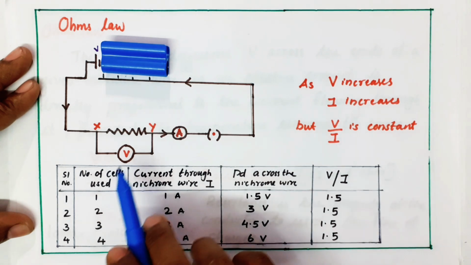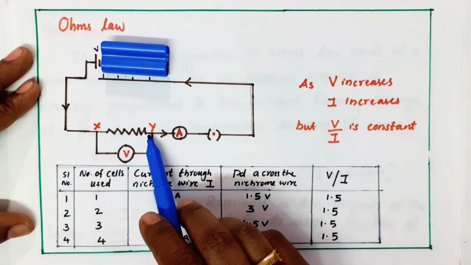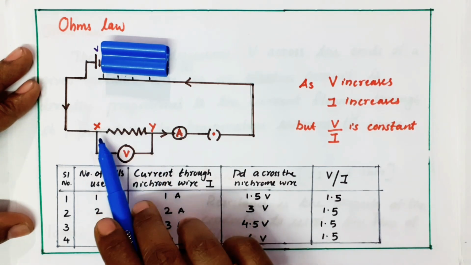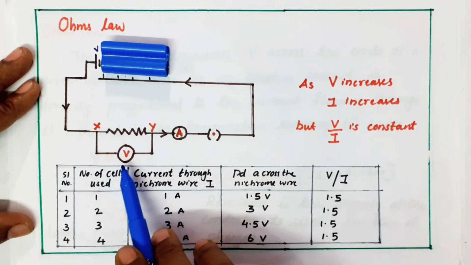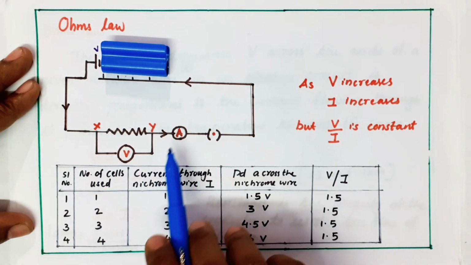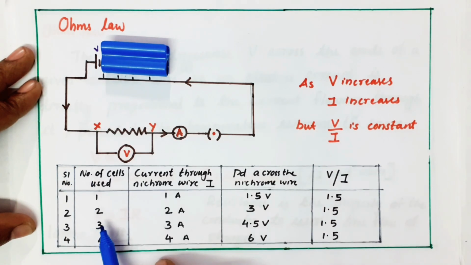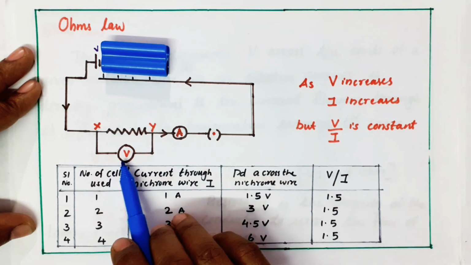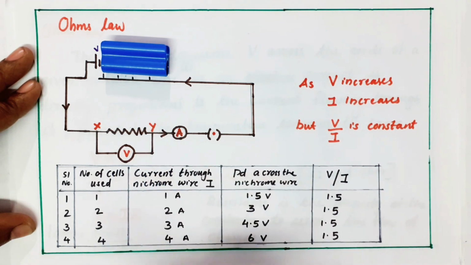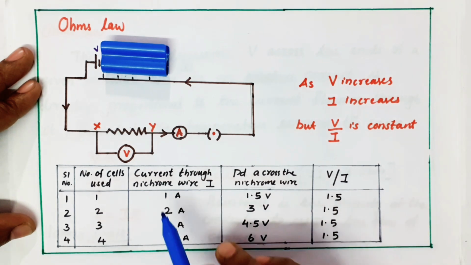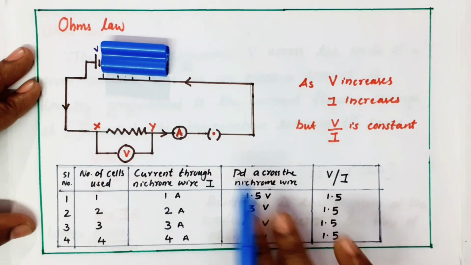And I mentioned parallel means across the wire. So this wire only we need. So across the wire I connected a voltmeter. This is your ammeter. So here my experiment is, first I am using one cell and I am just checking this voltmeter and the ammeter readings.